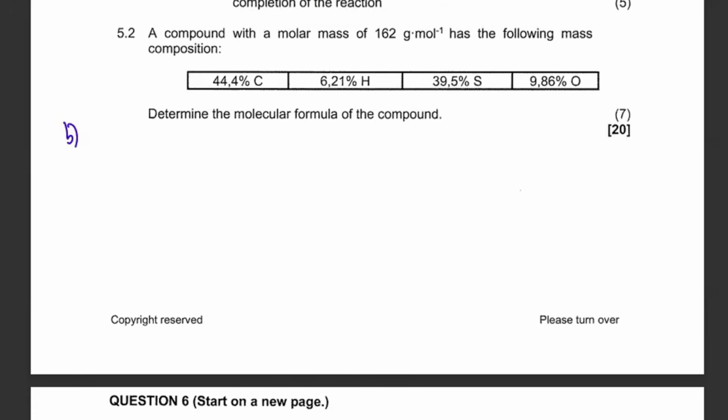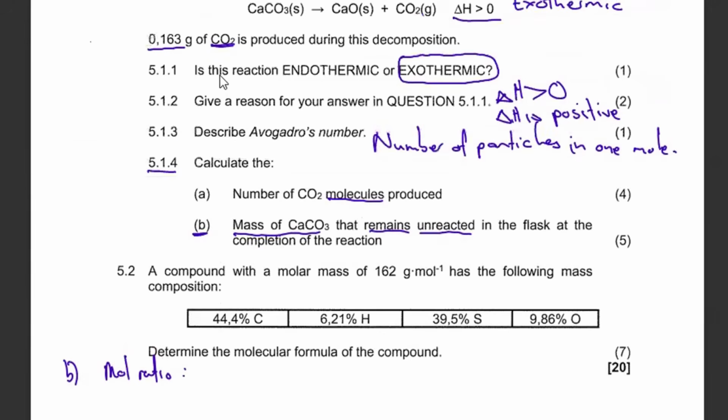We need the mass of calcium carbonate. To start with, we need the mole ratio. According to the information at the top, the mole ratio between calcium carbonate and carbon dioxide is 1:1.